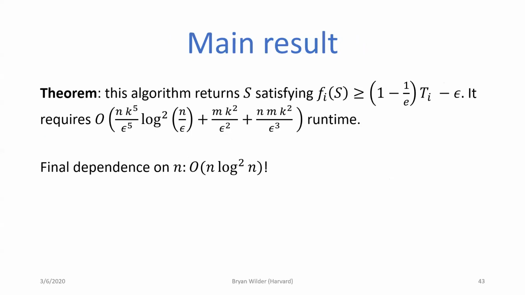And once we put that together in the overall picture, we get the approximation guarantee that we wanted, with a runtime that has a lot of terms to write out, but if you summarize the final dependence on n, it delivers this near linear runtime that I promised you. So this is nice. We have an algorithm that we can use to instantiate these measures of fairness.